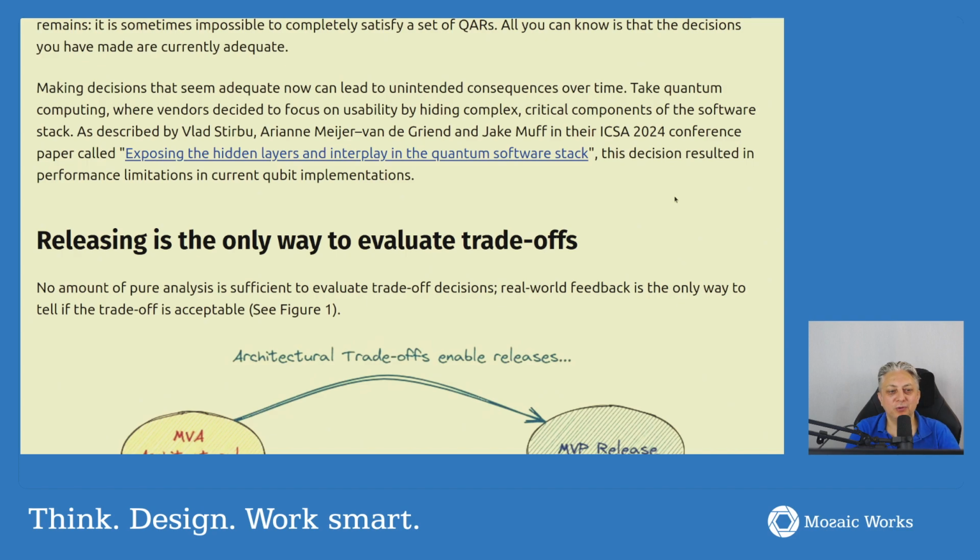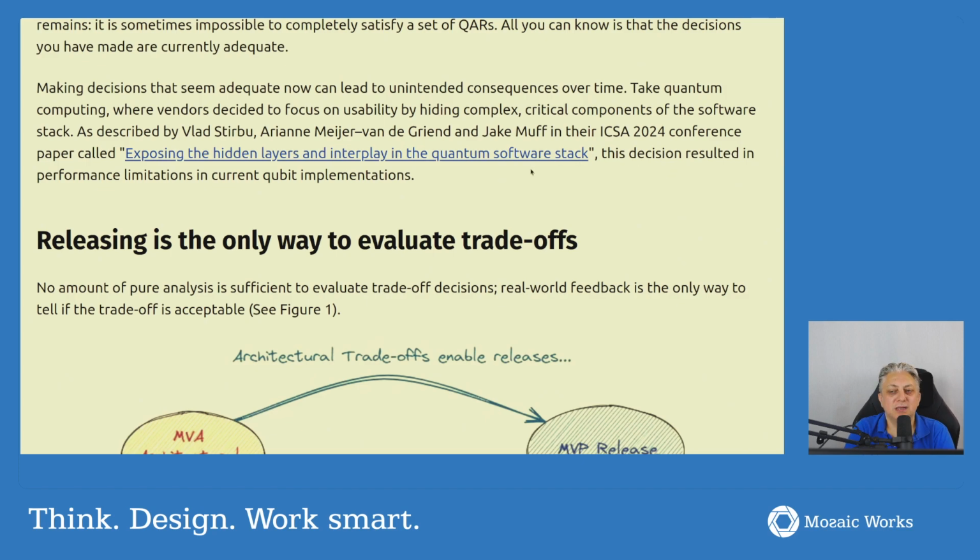Take quantum computing, where vendors decided to focus on usability by hiding complex critical components of the software stack. As described by Vlad Shirboarian, Meyer, van der Grind, and Jake Muff in their ICSA 2024 conference paper called Exposing the Hidden Layers and Interplay in the Quantum Software Stack, this decision resulted in performance limitations in current qubit implementations.